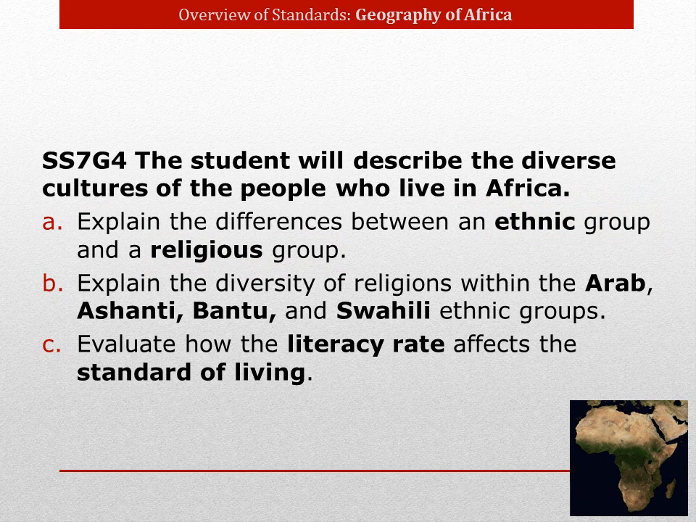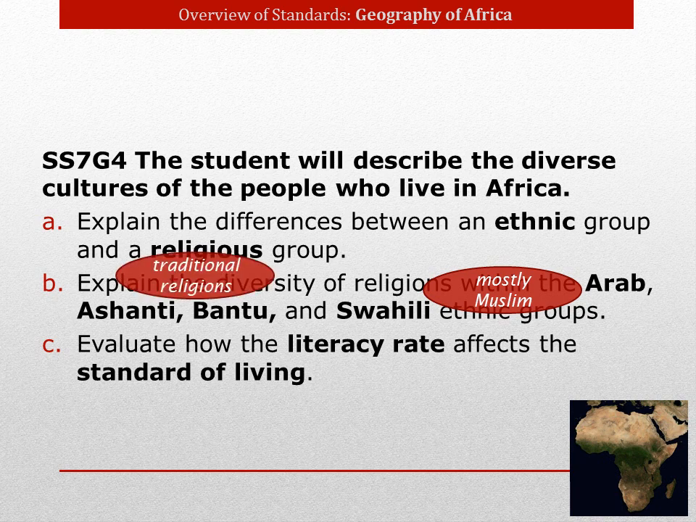Element B. Explain the diversity of religions within the Arab, Ashanti, Bantu, and Swahili ethnic groups. Now, there's a lot of different ethnic groups in Africa, but these 4 are somewhat emblematic of the continent, and these 4 are the ones that we look at. And the Arab and Swahili ethnic groups are both primarily Muslim. Both those people in those 2 groups are mainly Muslim, whereas in the Ashanti and Bantu ethnic groups, we're looking at a lot of people who follow traditional religions. These would include such things as ancestor worship and animism.